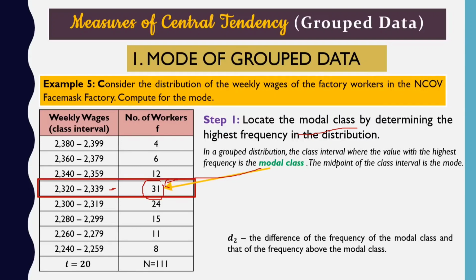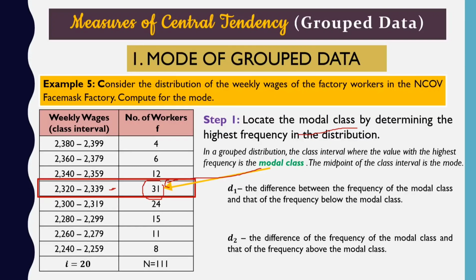After that, we get the value of d sub 1. D sub 1, it says there, is the difference between the frequency of the modal class and that of the frequency below the modal class. The frequency below it is 24. When we subtract, 31 minus 24 is equal to 7. That is the value of d sub 1.